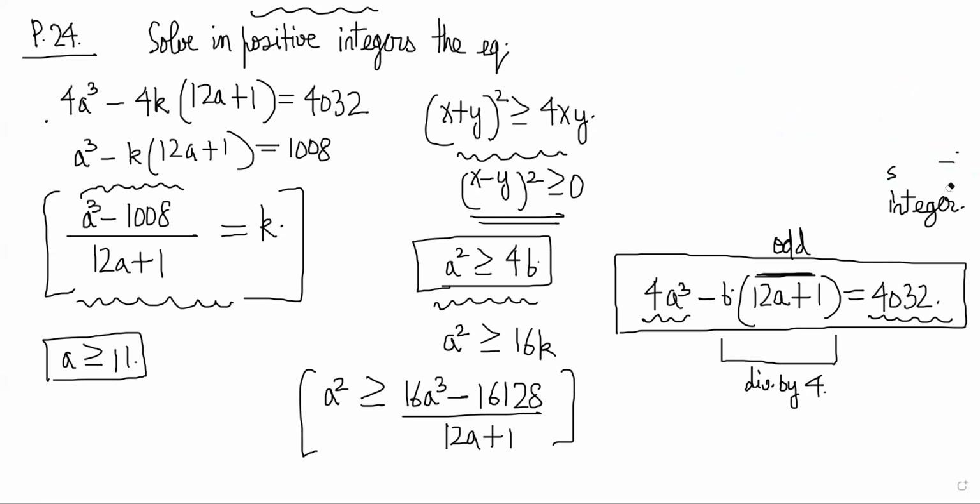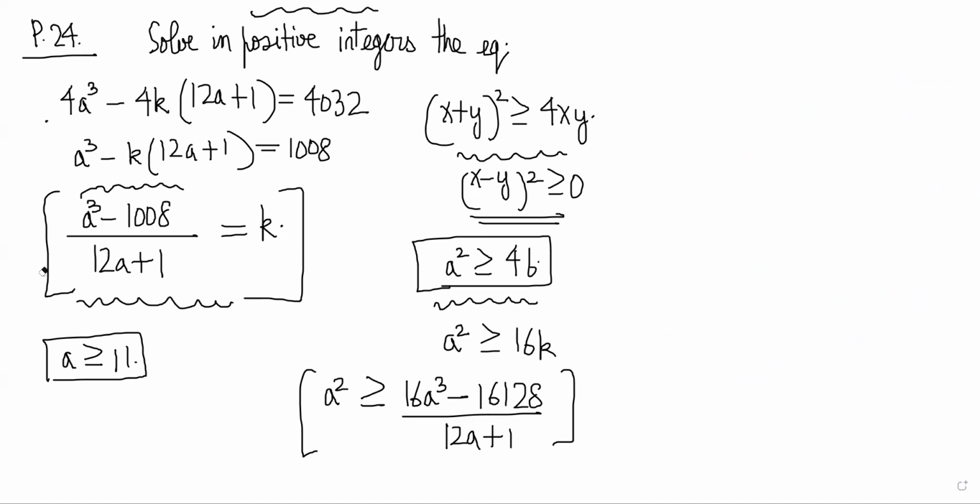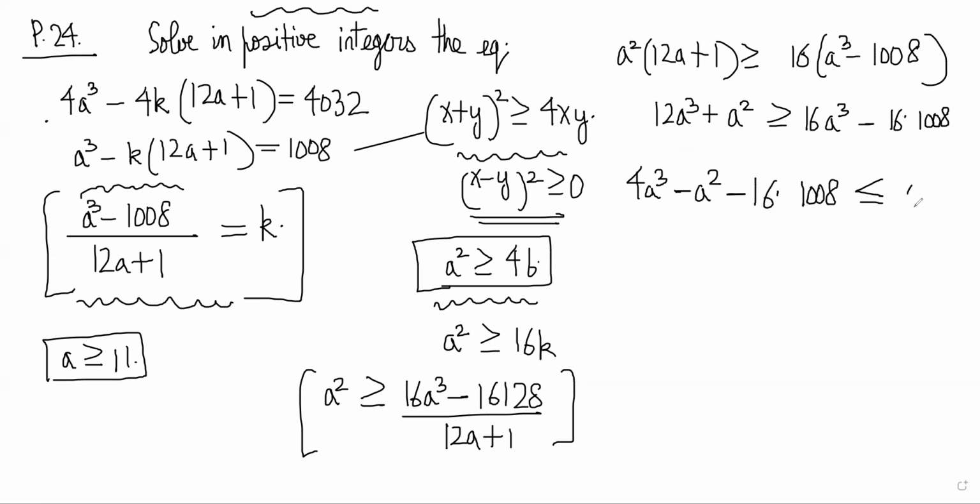Maybe I should not have taken a 16 common. It was not necessary to multiply it actually. Just keep the 16 outside, right? So you will get a square into 12a plus 1 is greater than or equal to 16a cube minus 1008, right? So 12a cube plus a square is greater than or equal to 16a cube minus 16 into 1008. Okay, so bringing everything to one side, you get 4a cube minus a square minus 16 into 1008 is less than or equal to 0.